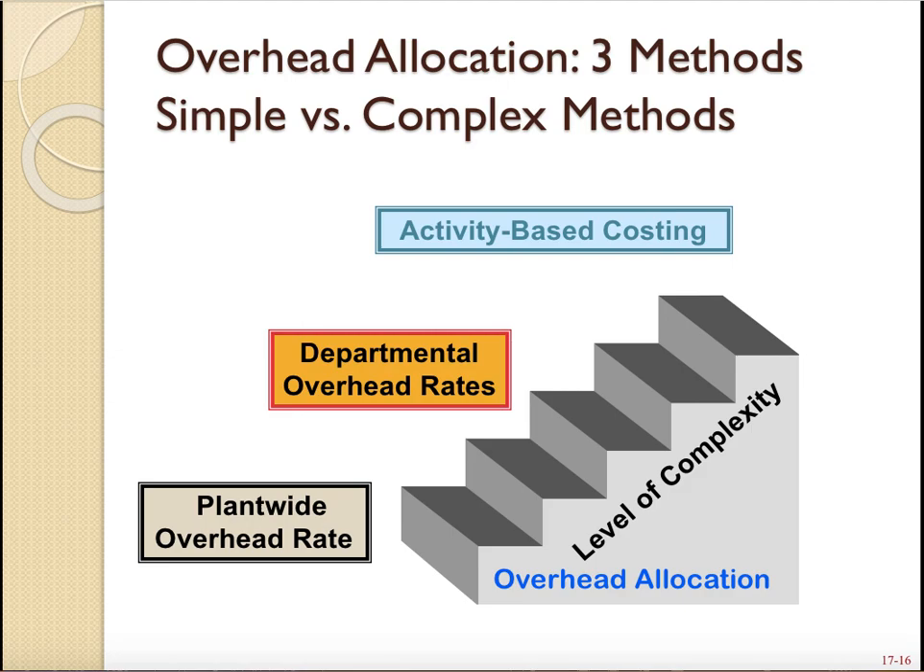Hello everyone, and welcome to my second video on chapter 17. As we discussed in the previous video, there are three methods, 1, 2, 3, to allocate overhead costs. But in this video, we're just focusing on the plant-wide overhead rate, and that is the most simple of the three.